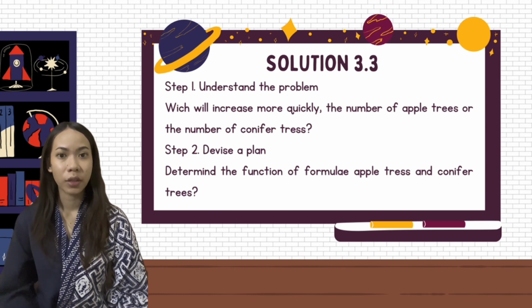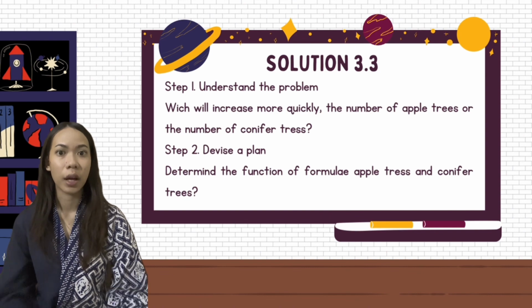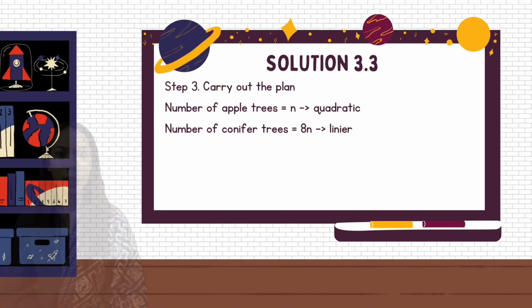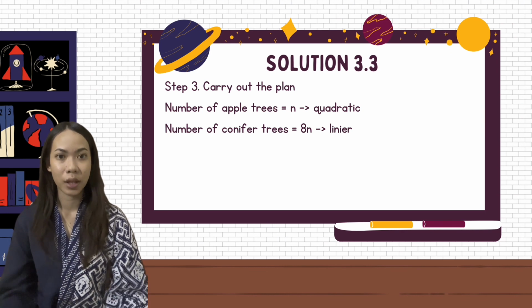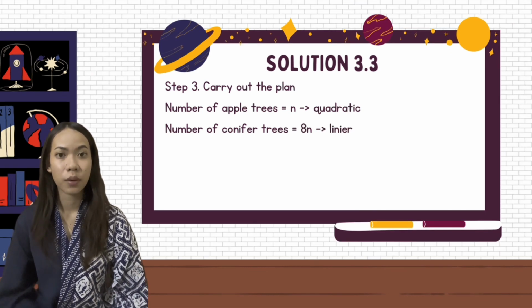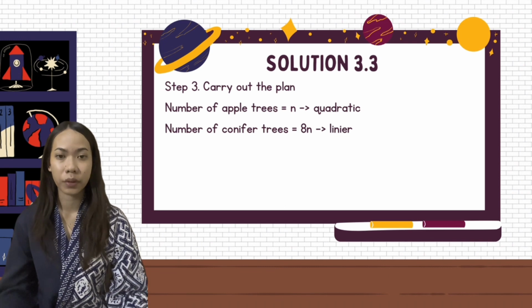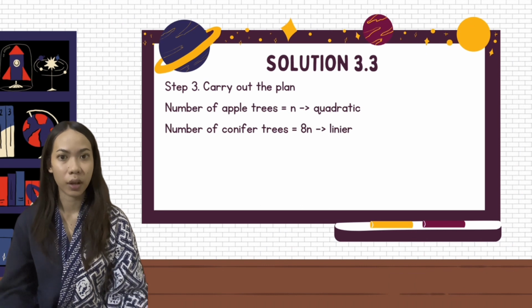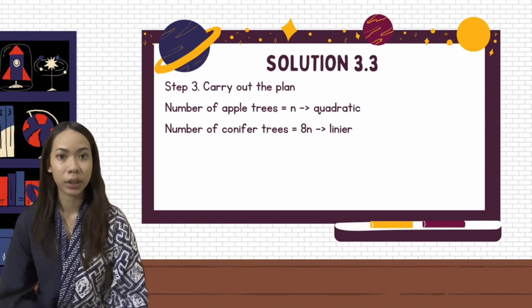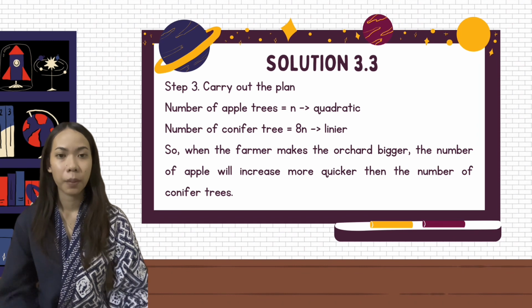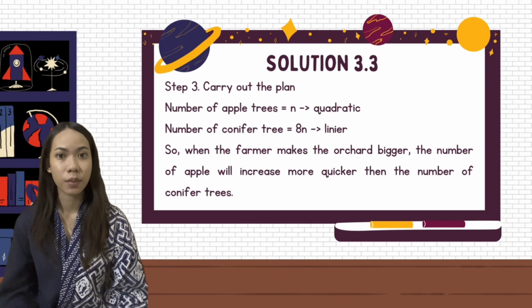We need to determine the function of the formulas for apple trees and conifer trees. The number of apple trees, n squared, is a quadratic function, and the number of conifer trees, 8 times n, is a linear function. I think it's clear enough which will increase more quickly. The quadratic function grows more quickly than the linear function. So when the farmer makes the orchard bigger, the number of apple trees will increase more quickly than the number of conifer trees.